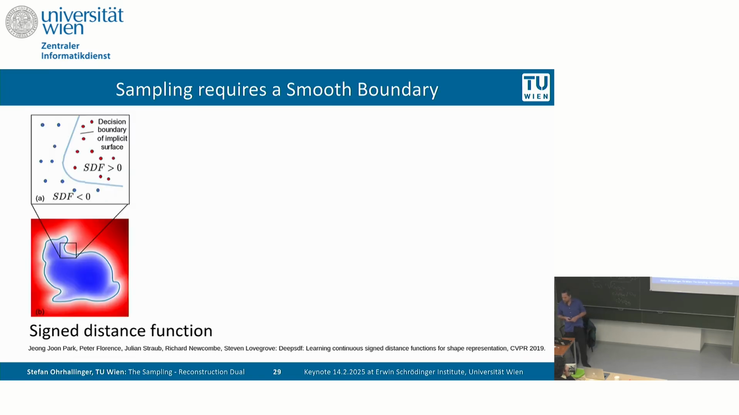However, sampling requires a smooth boundary. We applied it on meshes, but this is not exact. So one possibility is the signed distance function, which I mentioned earlier already. For any point in space, in 2D or higher, it gives us the distance to the boundary and assigns an indicator whether it's inside or outside. If we color this, the blue values are negative, they're inside this rabbit outline. And this has the property that it's a smooth boundary.